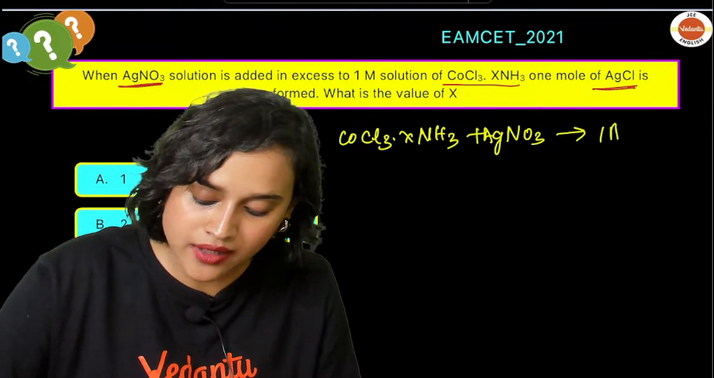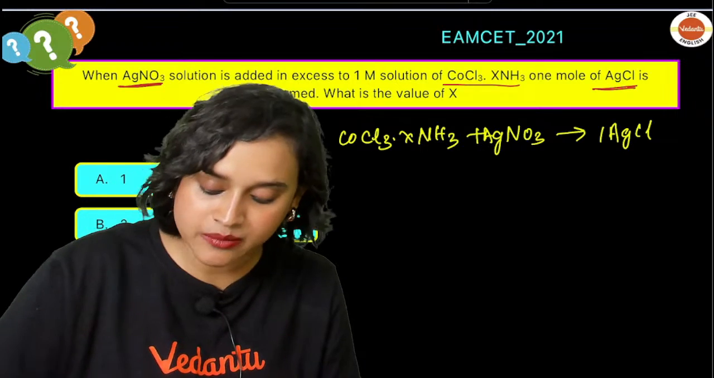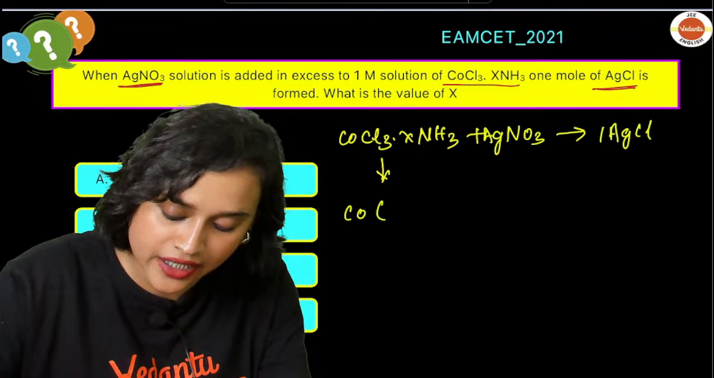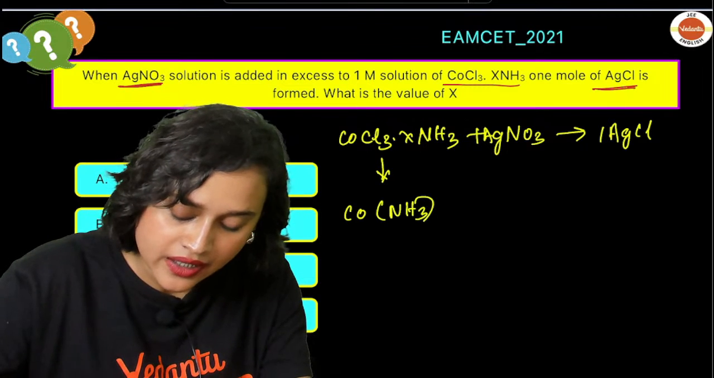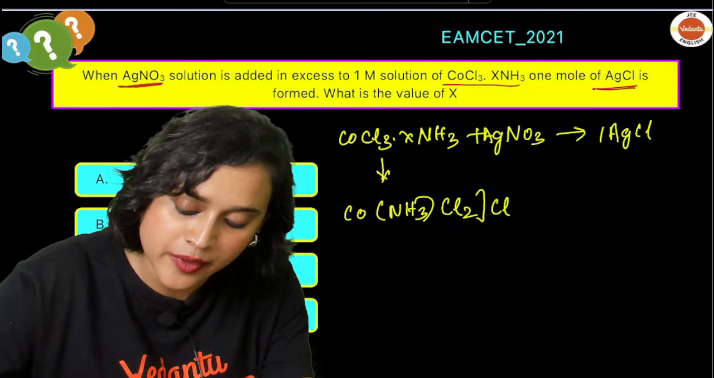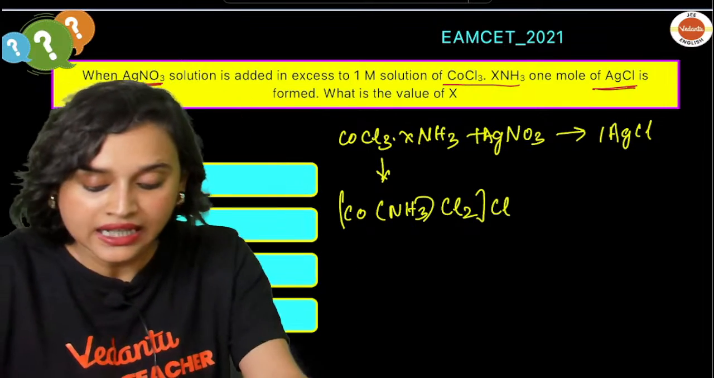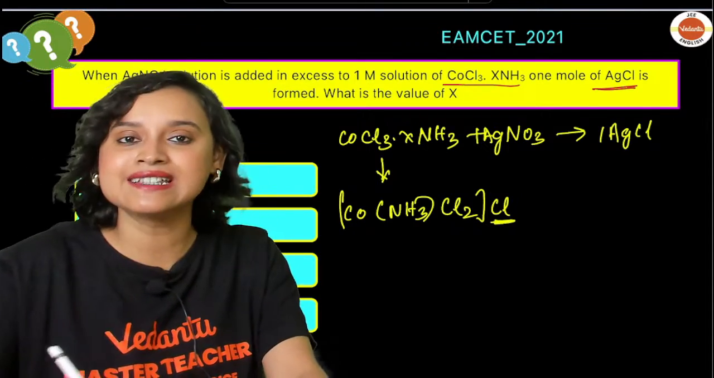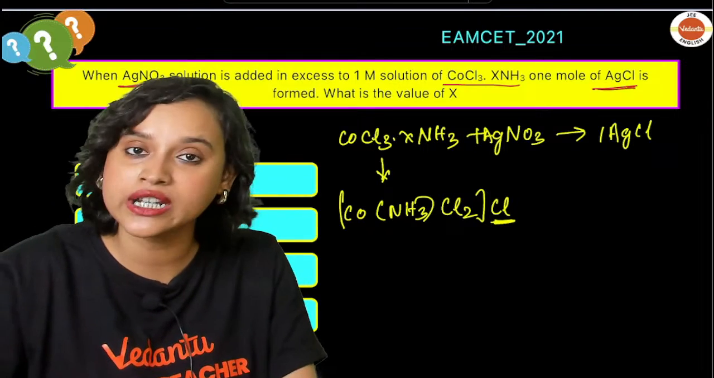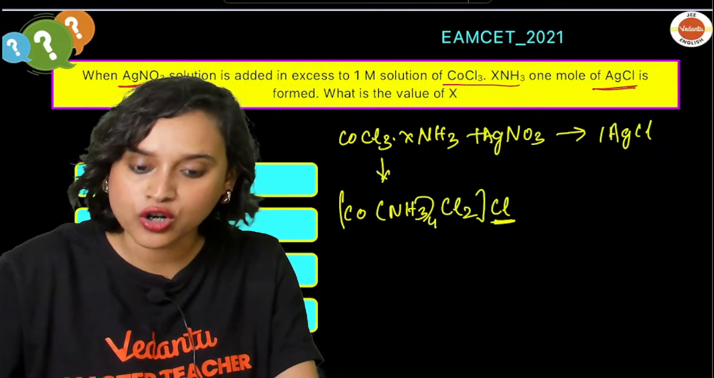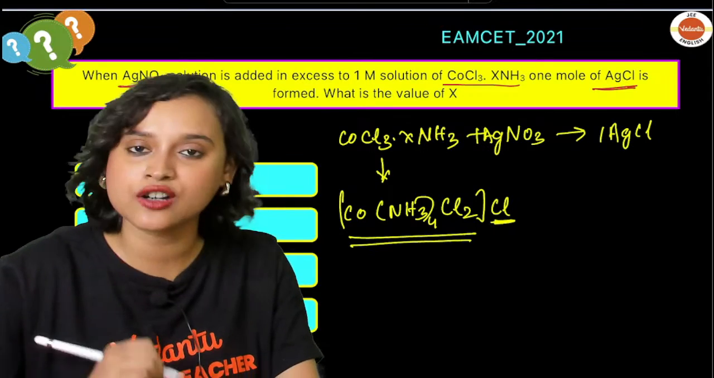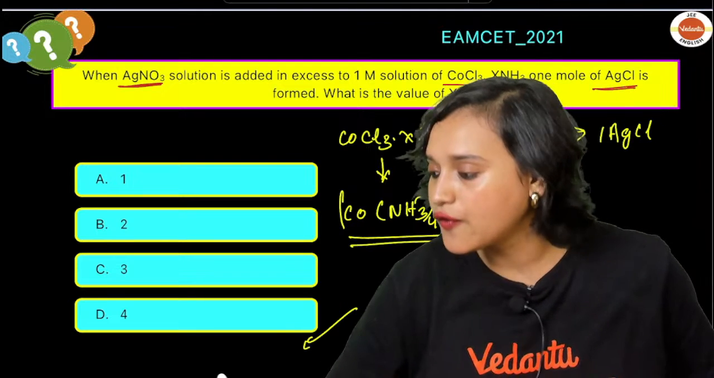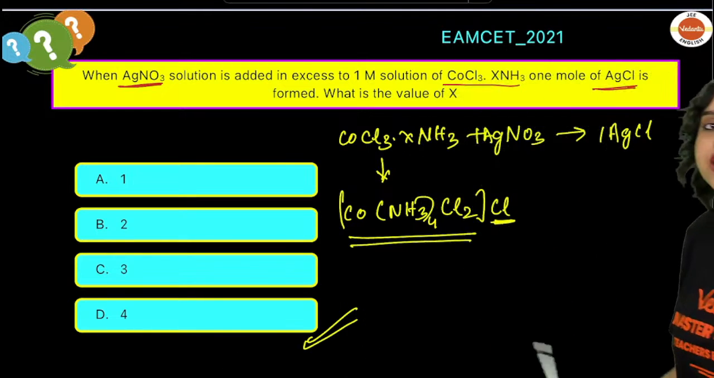If you are getting 1 mole of AgCl, that means this complex will be like this: Co, NH3, with 2 Cl inside and only 1 Cl outside. This outside Cl is called the counter ion, and whatever is inside is called the coordination entity, the coordination sphere. So here there will be 4 plus 2, so this will be an octahedral complex. So what is the value of X, guys? The value of X will be 4.